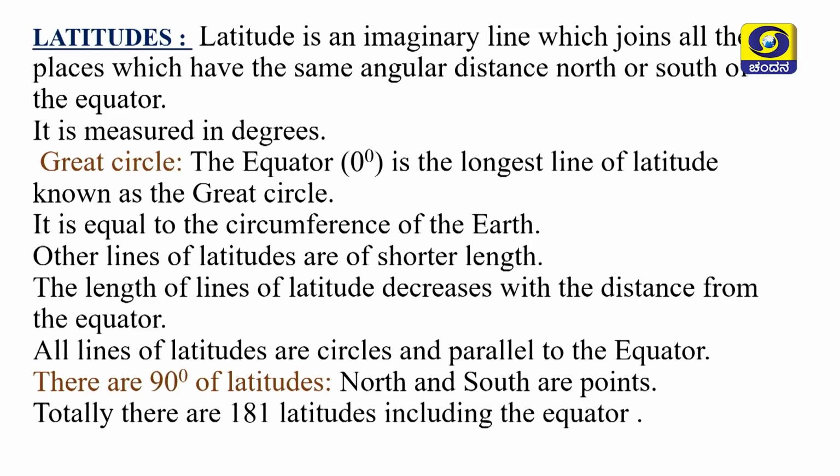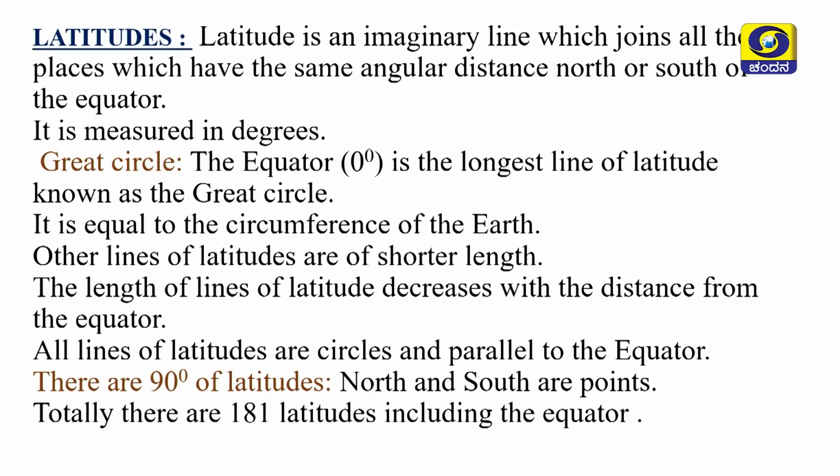The length of the lines of latitude decreases with the distance from the equator. When you go from the equator towards the polar region, the equator will be the longest latitude. If you go towards the polar region, it will be shortened in distance. All the lines of latitude are circles and parallel to the equator.